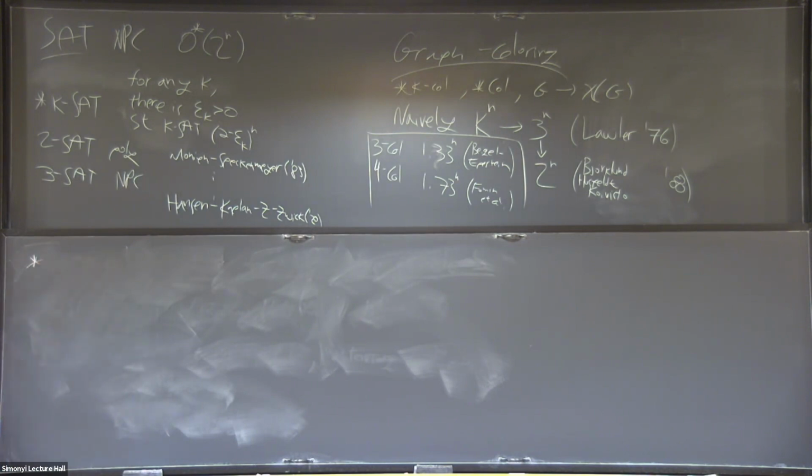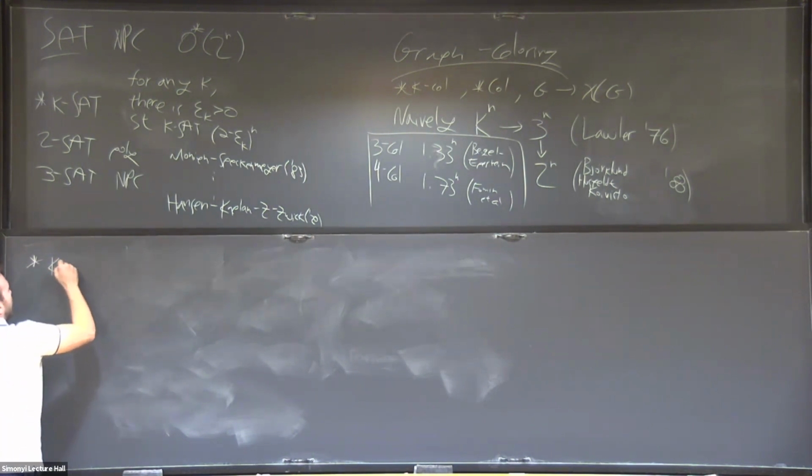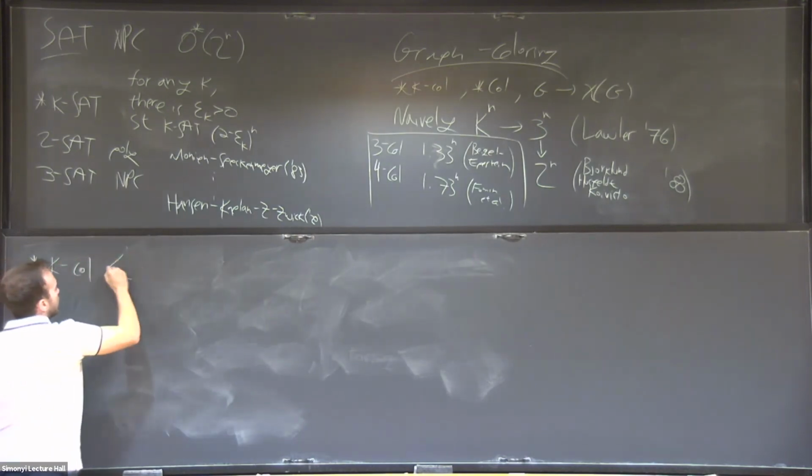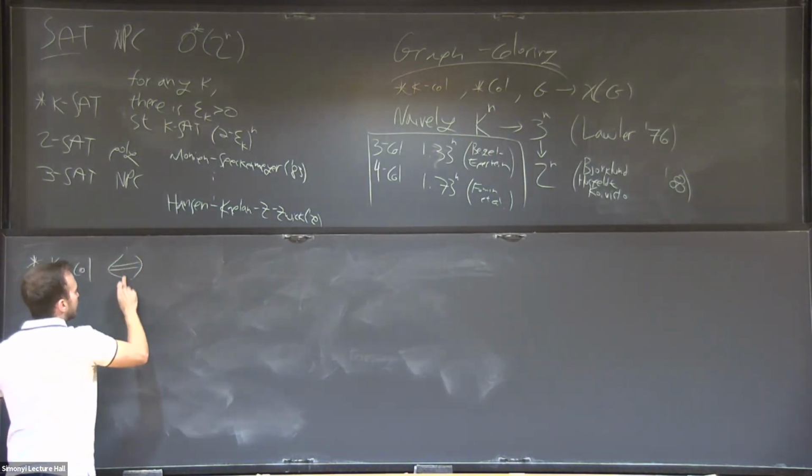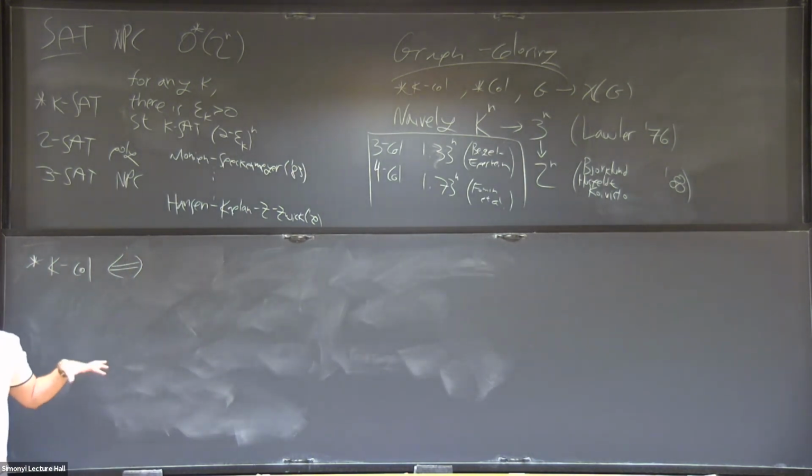So first of all, a very general simple observation about graph coloring is that a graph is k-colorable if and only if the vertex set can be partitioned into k independent sets, right?